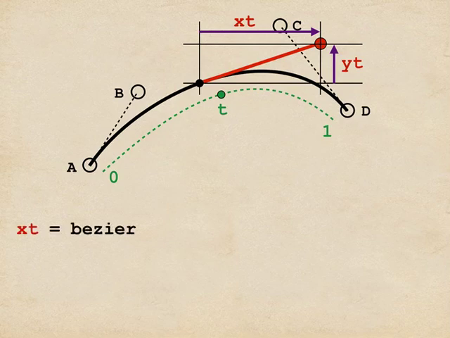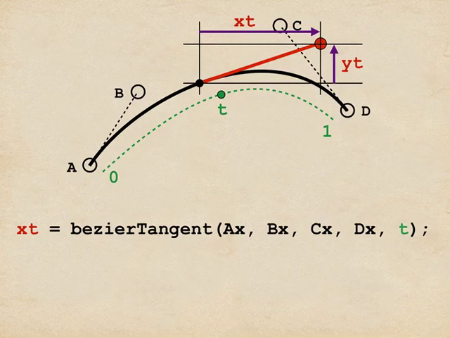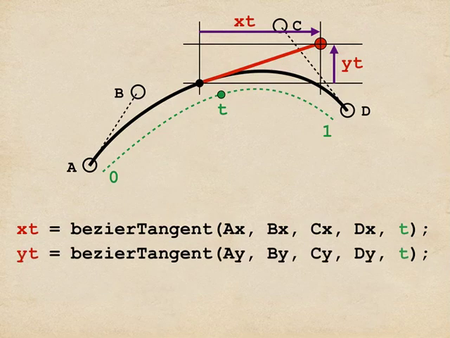We call Bezier tangent. Notice that there's a capital T there in the middle. We hand it the x values of the four points and the value of t. So this looks just like we're calling Bezier point, and it works the very same way, except we're getting back the tangent. To get the y value, we just call Bezier tangent again, the very same routine, but we hand it the y values of the four points and the value of t.